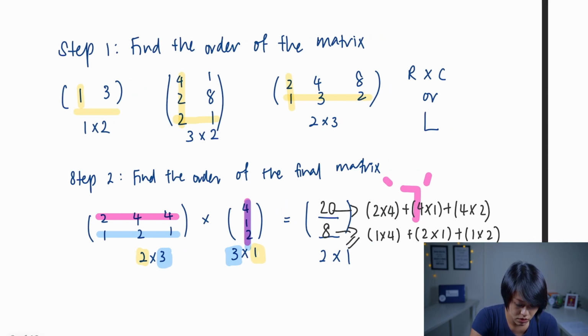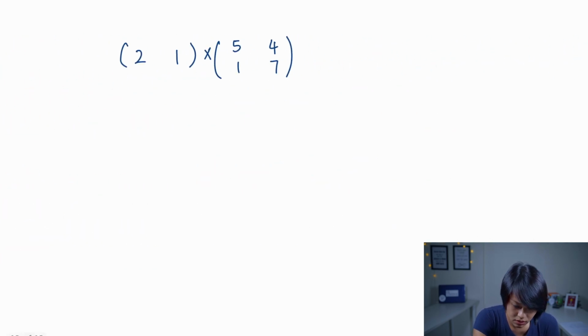We're going to do one more example. So let's look at the order. This is a 1 by 2 matrix, and this is a 2 by 2 matrix. So our resulting matrix will be 1 by 2, so 1 row and 2 columns. It will look like this.